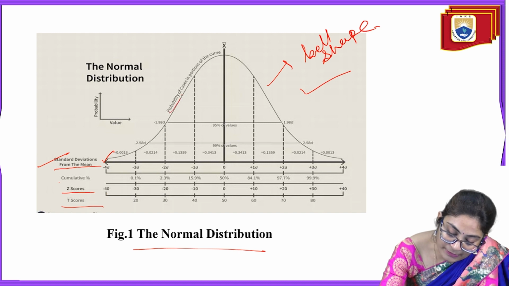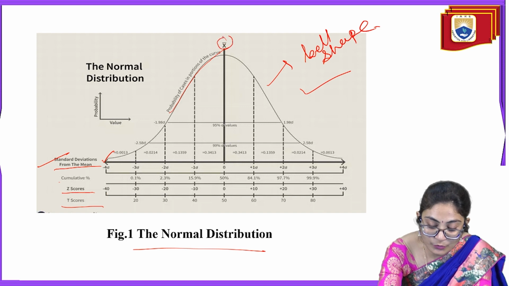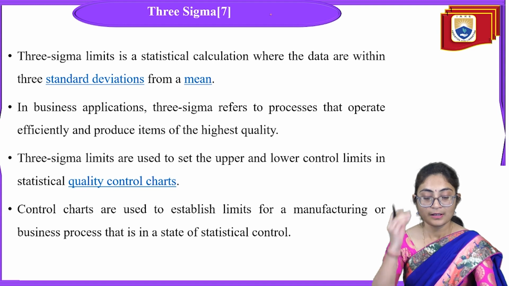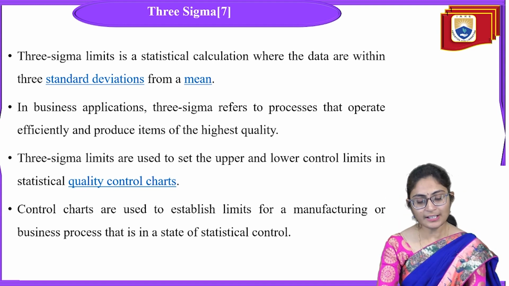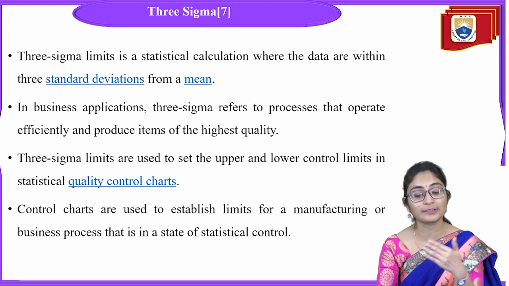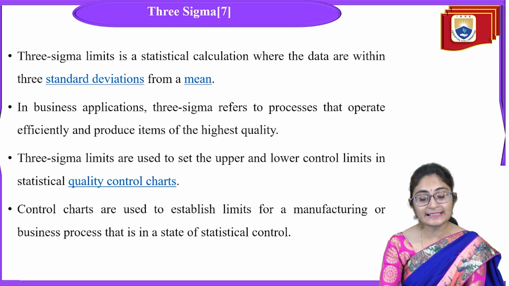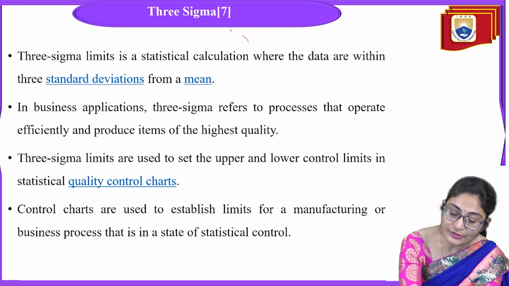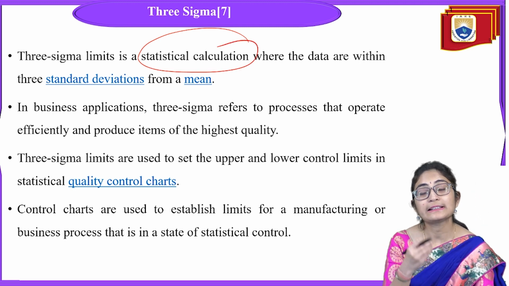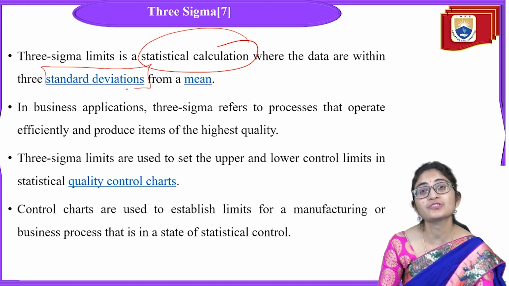And here you can find out the probability of cases in the portion of the curve. X bar is showing your mean. Now what is 3 sigma? Till now we have used the 3 sigma, and we are saying that the empirical rule is about the 3 sigma. So what is meant by 3 sigma? This 3 sigma is generally a statistical calculation where we are finding out whether data are within the 3 standard deviations from the mean.